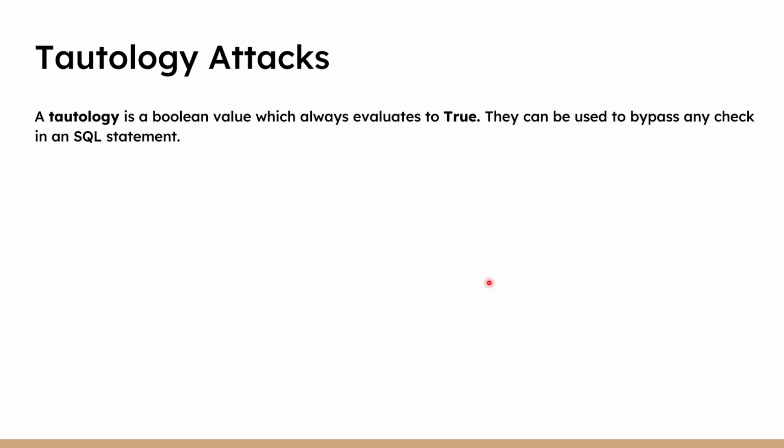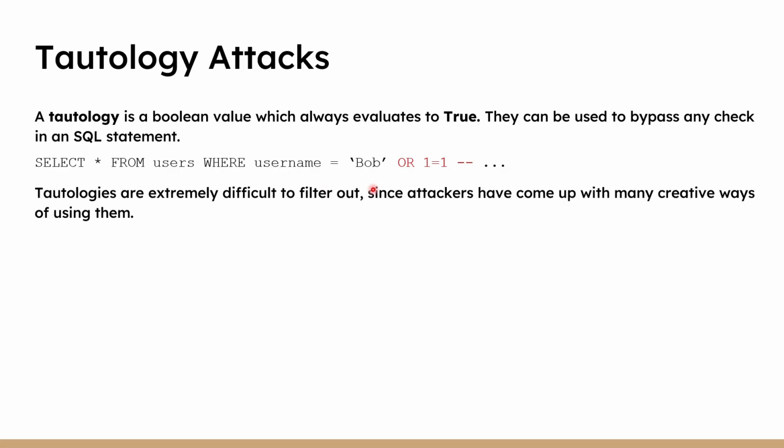Tautology attacks. So yeah, they use a Boolean value which always evaluates to true. Basically, they can just bypass any check. So the classic example is a username check. The problem with these is they're really difficult to filter out because there's so many ways of creating a tautology. Like you could use literally any number here instead of one. Like the classic way is just comparing values, like greater than, less than, even string comparisons.